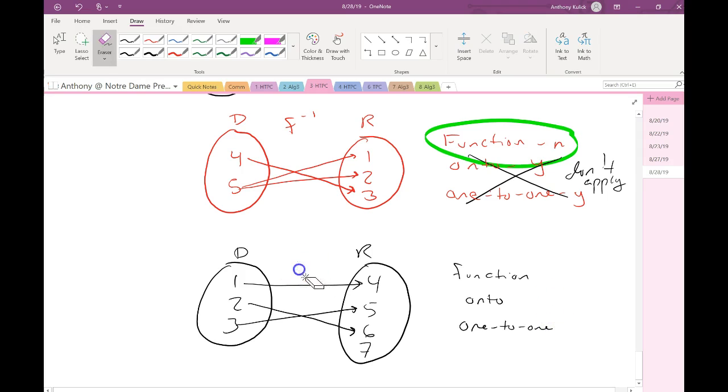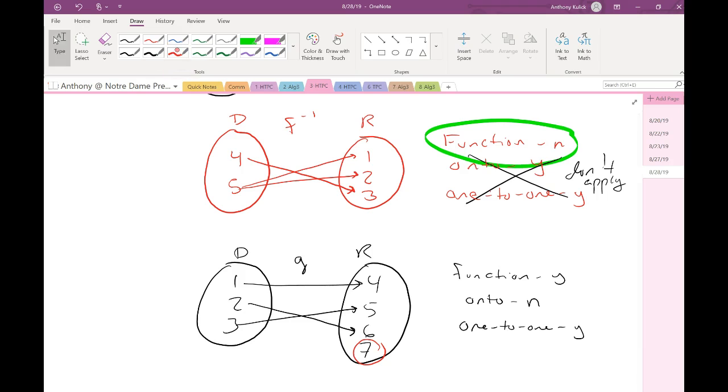Let's look at this. Actually, let's call this guy G. We'll use a different letter here. Is this a function? Yes. Is it onto? No. Why not? Yeah. So 7 in the range isn't used. There's nothing that goes to the 7. So that's why it's not onto. Is it 1-to-1? Yes. Okay.